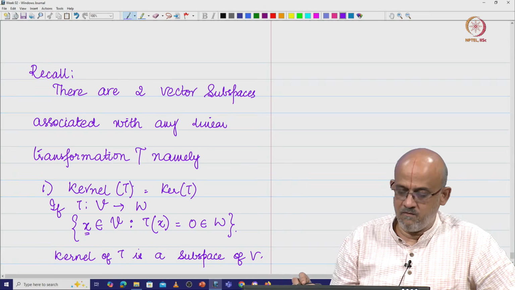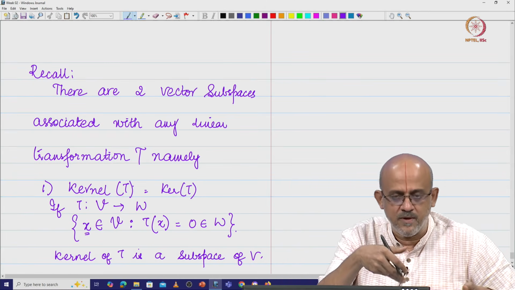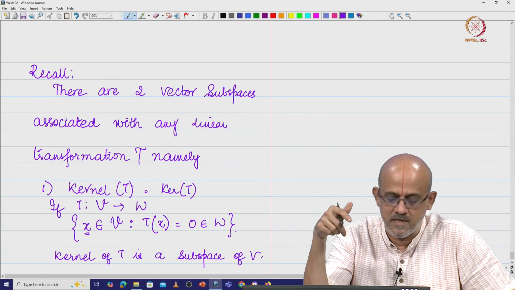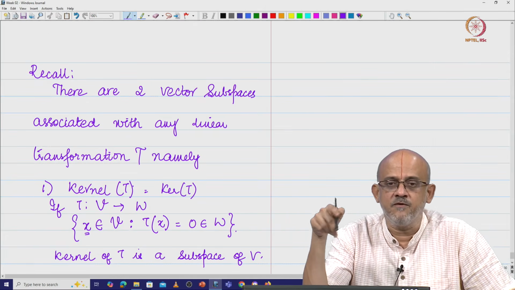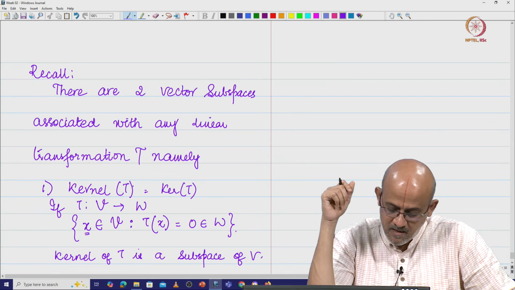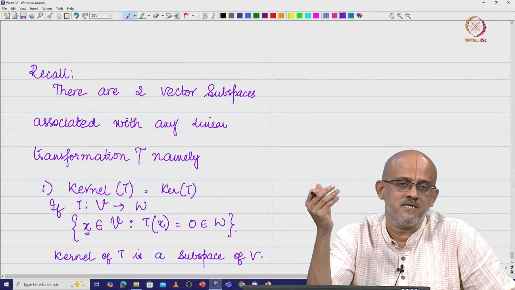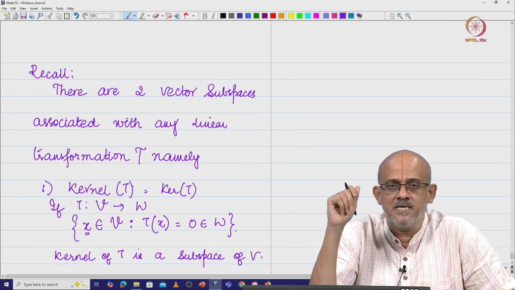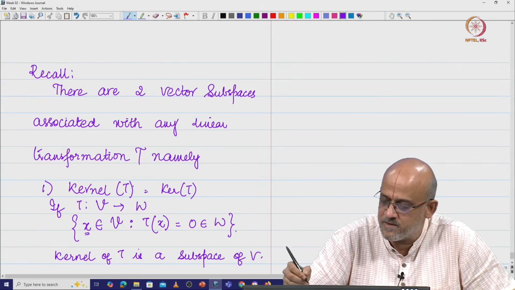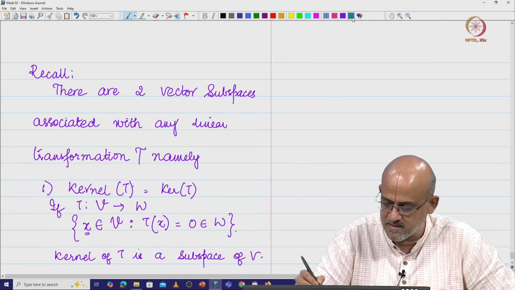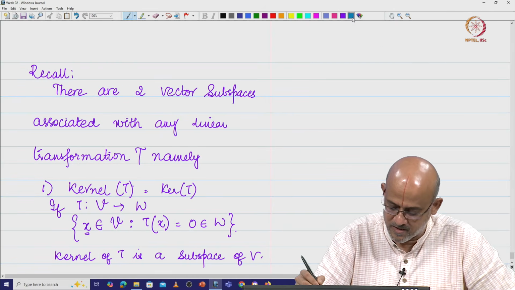Now we also figured out, from the few examples, that any linear transformation can be associated with a matrix. If you associate the linear transformation with a matrix, then the kernel is basically the set of all solutions to the homogeneous system of equations, let us say Mx is equal to 0. Let us write this. We had already done this before, but just for the sake of recapping I am doing this.